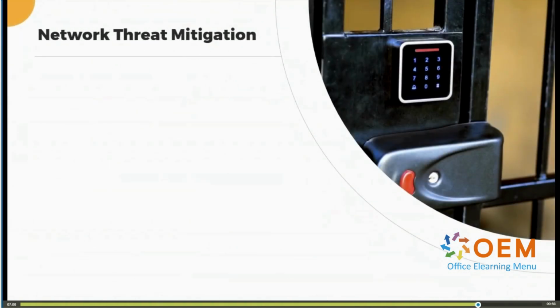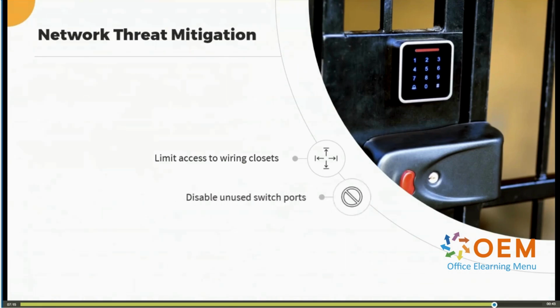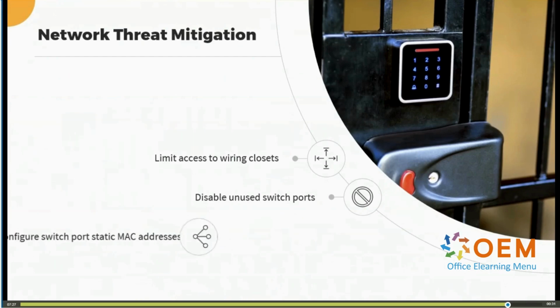Now, what can we do to mitigate risk related to networks in a general sense? One would be physical. Limit access to wiring closets. So wiring closets, server rooms, data center equipment racks should all be locked. In an office environment, any network switch ports, such as wall jacks where you can plug in devices to get on the network, they should be disabled if they are unused, such as an empty cubicle. This is done through configuring the switch.